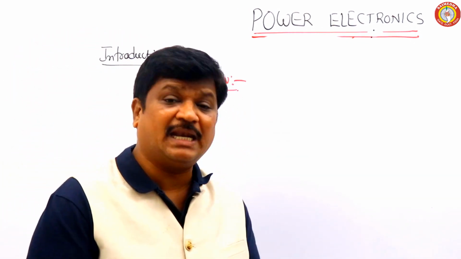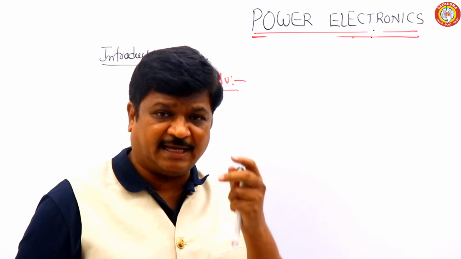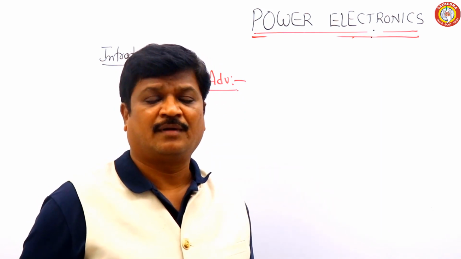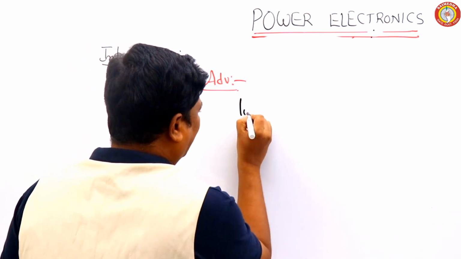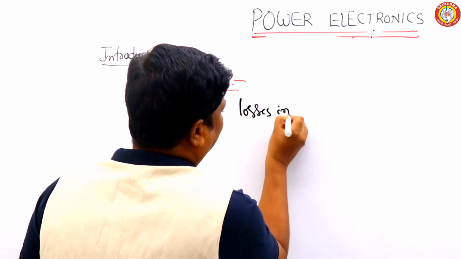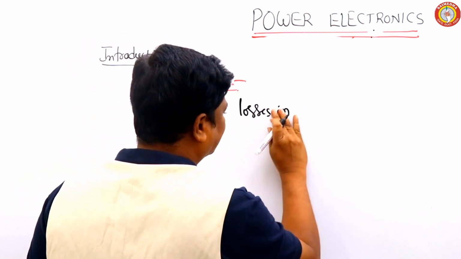No doubt, the main advantage of a power electronic device is less losses. The losses in the devices are less.